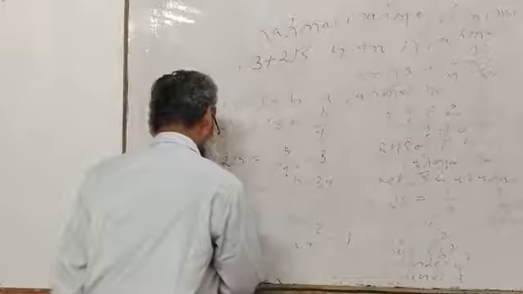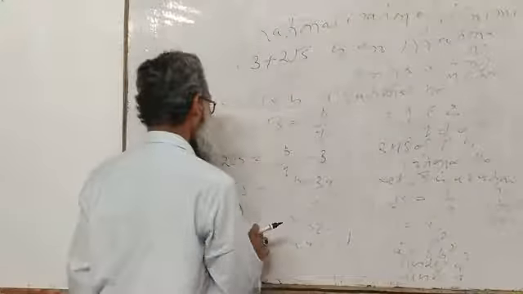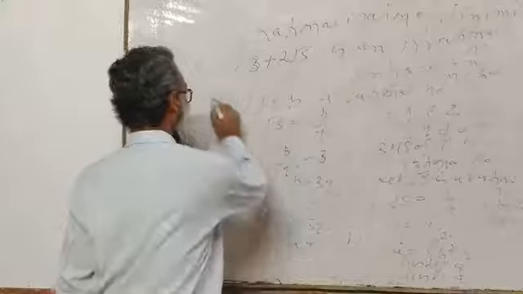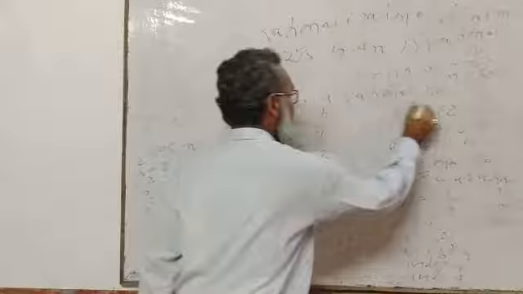So it is an irrational number on one side and a rational number on the other. So our assumption that 3 plus 2 root 5 is a rational number is wrong. That is, 3 plus 2 root 5 is an irrational number.